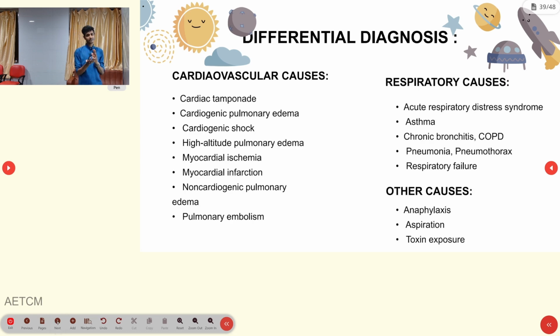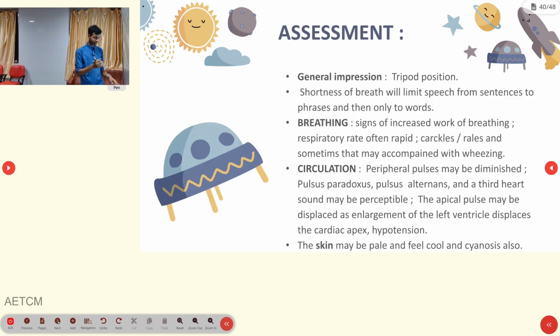And then coming to differential diagnosis. In the cardiovascular system, we told cardiac tamponade, cardiogenic and non-cardiogenic causes, high altitude pulmonary edema, myocardial ischemia and infarction. And respiratory causes wise, ARDS and COPD, chronic bronchitis, asthma, and then pneumonia, pneumothorax, respiratory failure. Other causes like anaphylaxis, aspiration, toxic exposure. So these are the clinical conditions that also mimic the features of heart failure.